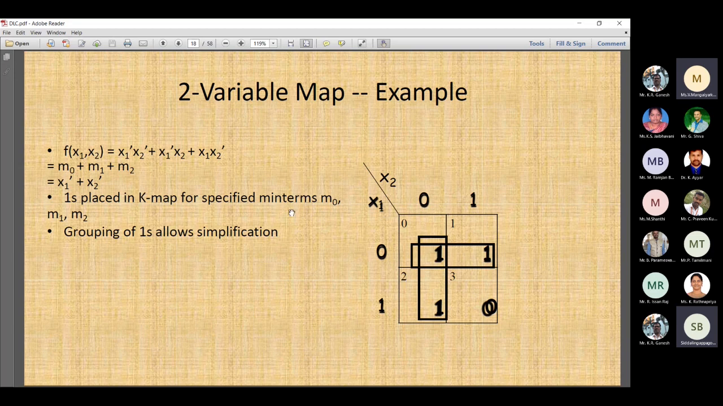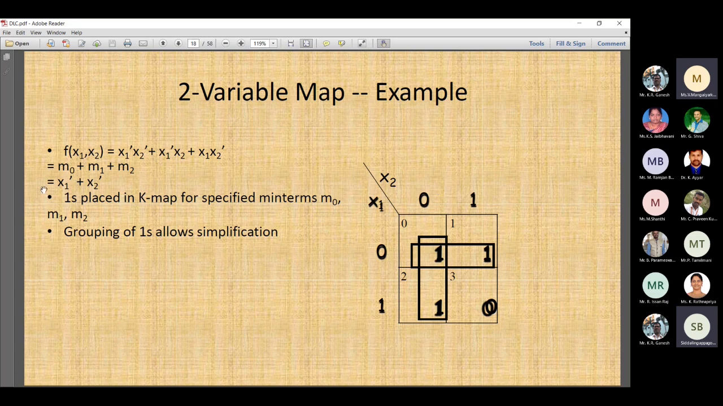And while writing the expression, how to write the expression for this? First you should check for any common terms. Here you have grouped this one, right? So check whether any common term is there. Both the numbers are not common. Here you have a 0, here you have 1, right? So here you have a 0. If you don't have a common term, we take this one and write it as x2 bar.